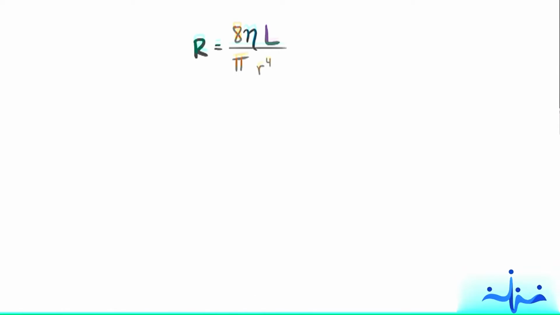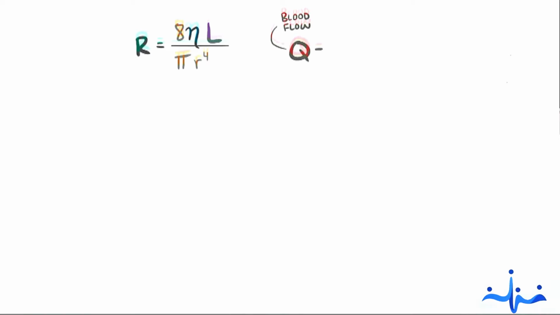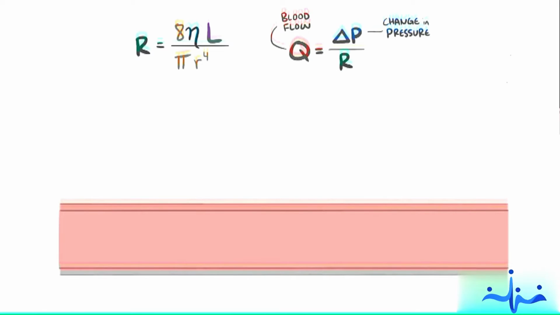Now, the equation relating all these variables is resistance R is equal to 8 times the viscosity eta times length L divided by pi times radius r to the fourth power. Now, keep in mind that resistance is also related to blood pressure and blood flow by the relationship blood flow Q is equal to change in pressure delta P over resistance R. So let's apply this to a real-life situation.